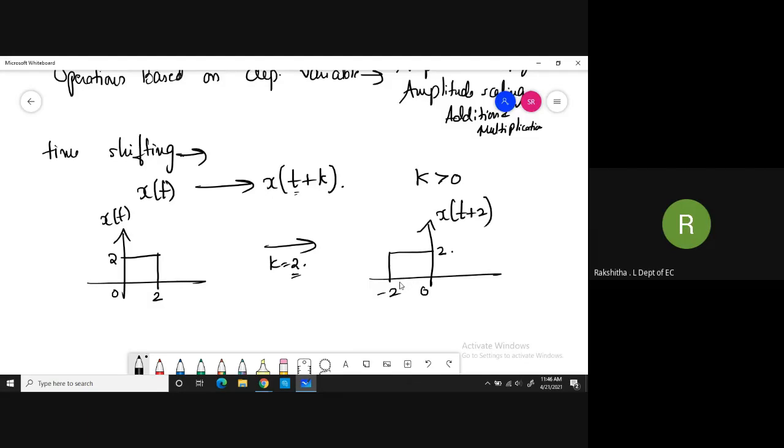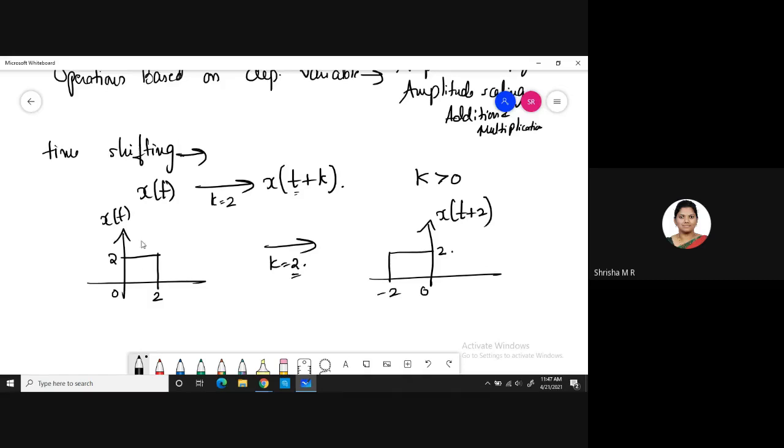Ma'am, can you give another example and explain the difference between left and right? So you have a signal x of t. I'm adding k to the time axis t. So we are dealing with an operation on the independent variable, right? The independent variable is t. You have the original signal x of t, and I add k to t.